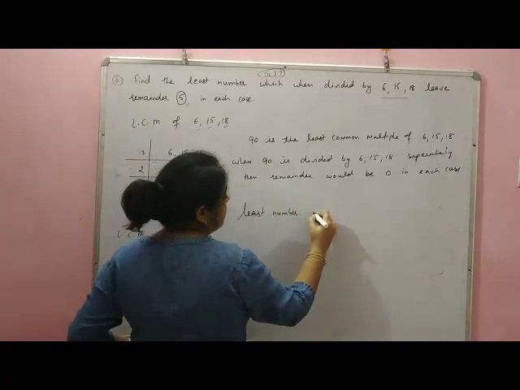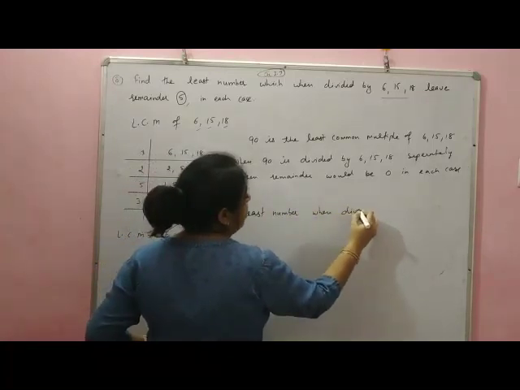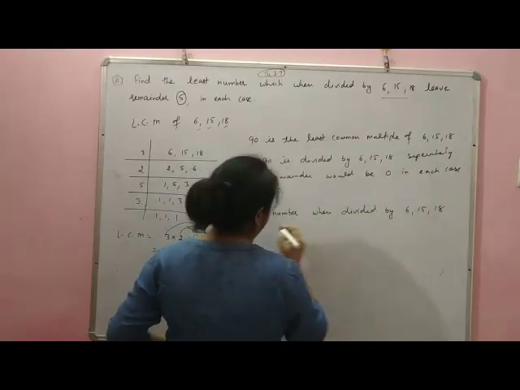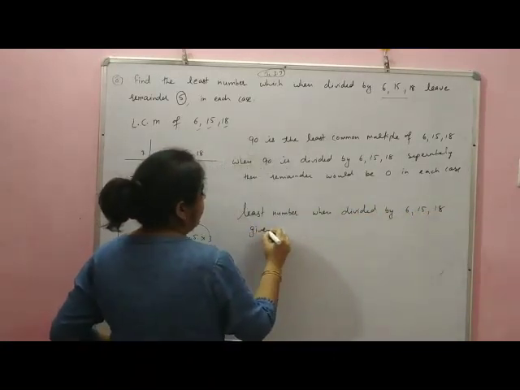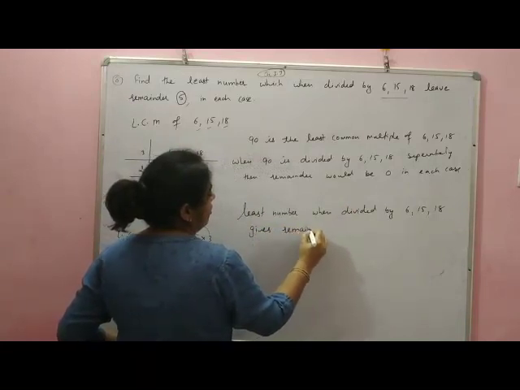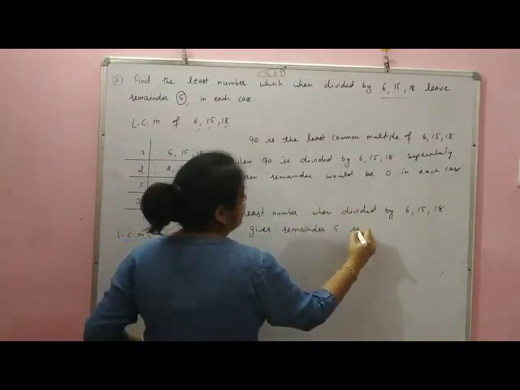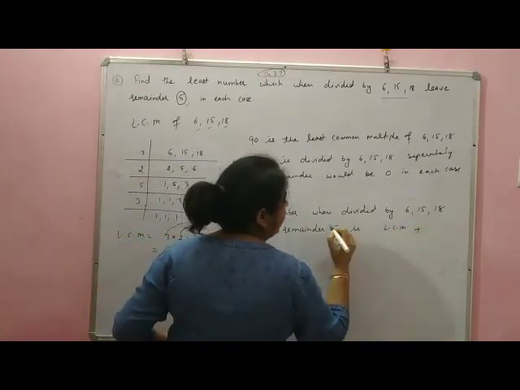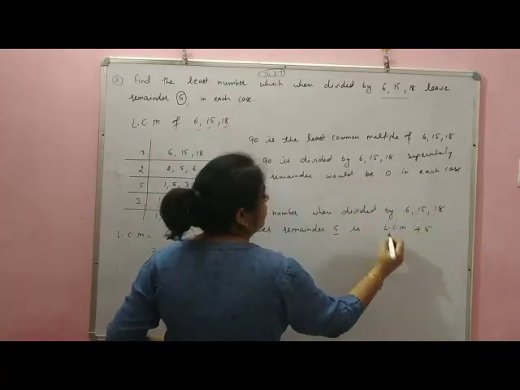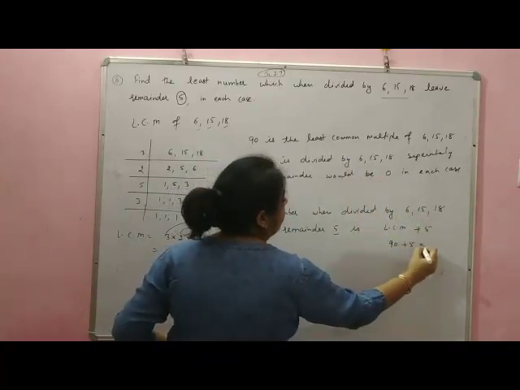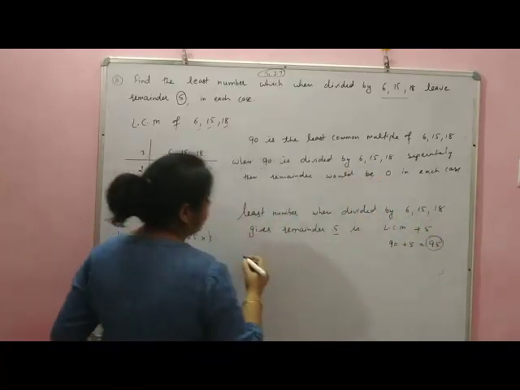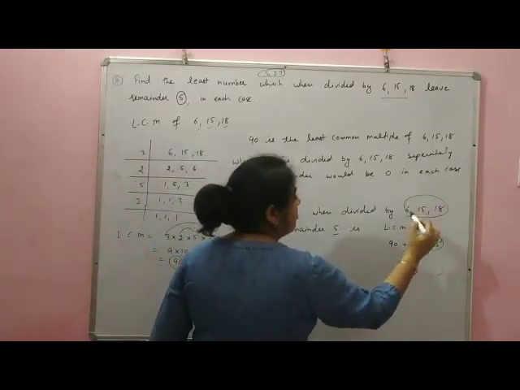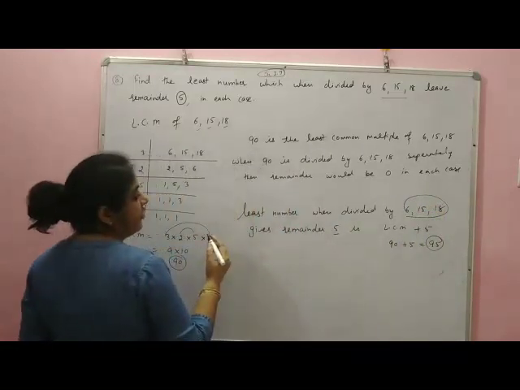So the least number which when divided by 6, 15 and 18 gives remainder 5 is the LCM plus this remainder. So what is the LCM of all three? 90 plus 5, that is 95. Now you may observe. So 95 is the least number which when divided by all three numbers gives you remainder 5 in each case.